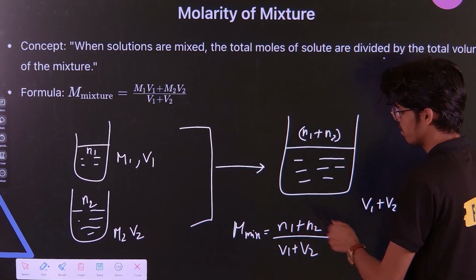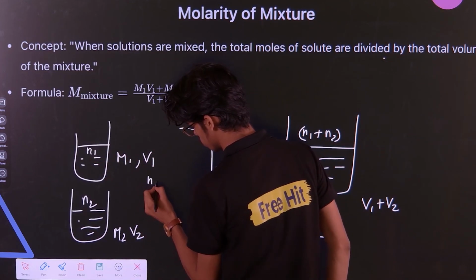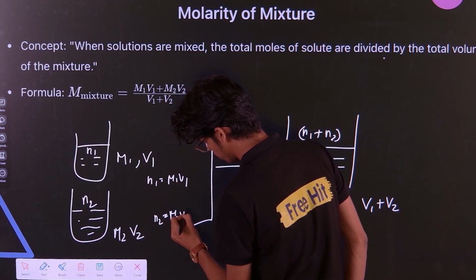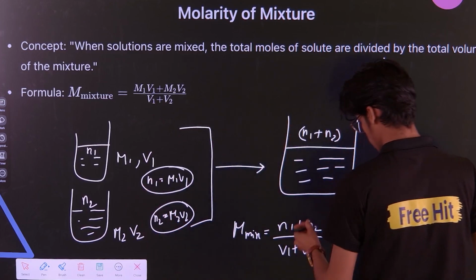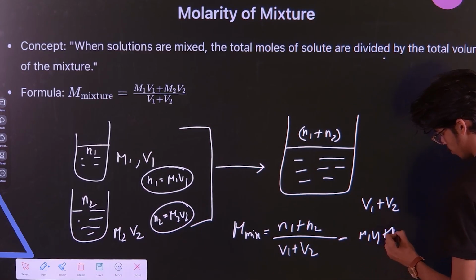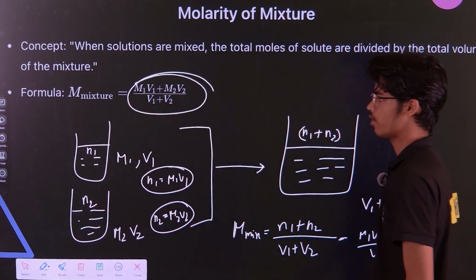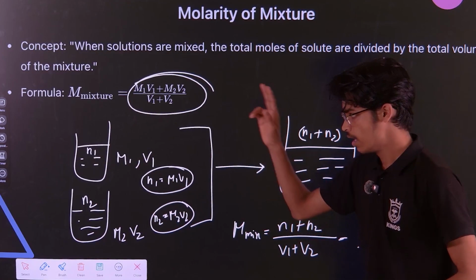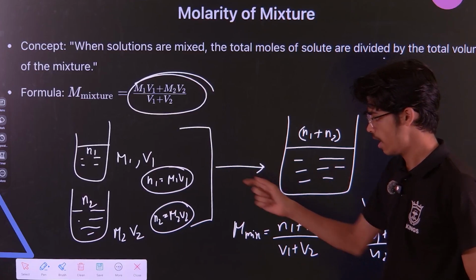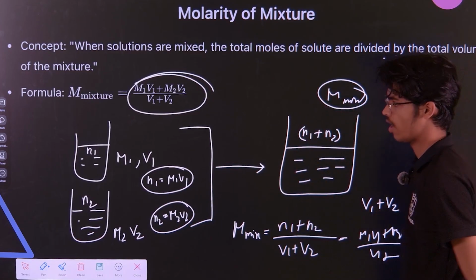But sir, we are not given the total number of moles, we are given the molarity. Then you can write N1 is equal to M1V1 and N2 equal to M2V2, right? Now put this in here, you will get your formula: M1V1 plus M2V2 upon V1 plus V2. This is the same formula, right? Are you able to understand how we got this formula? Number of moles of solute are getting added, volume is getting added, and the molarity is changing. I hope you are able to understand this.